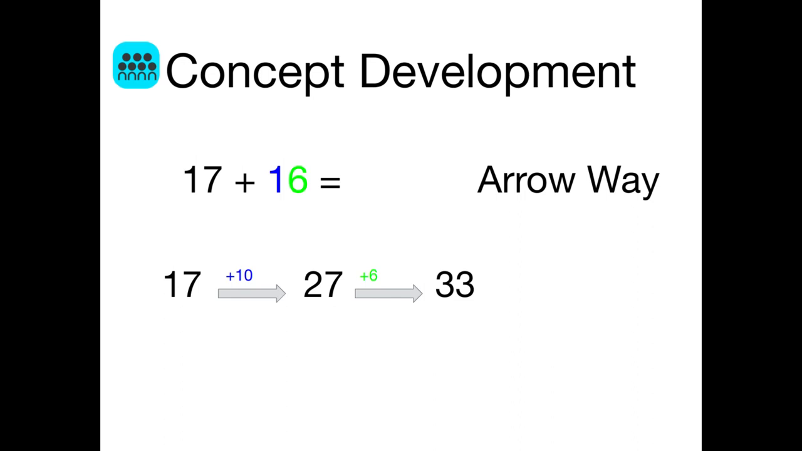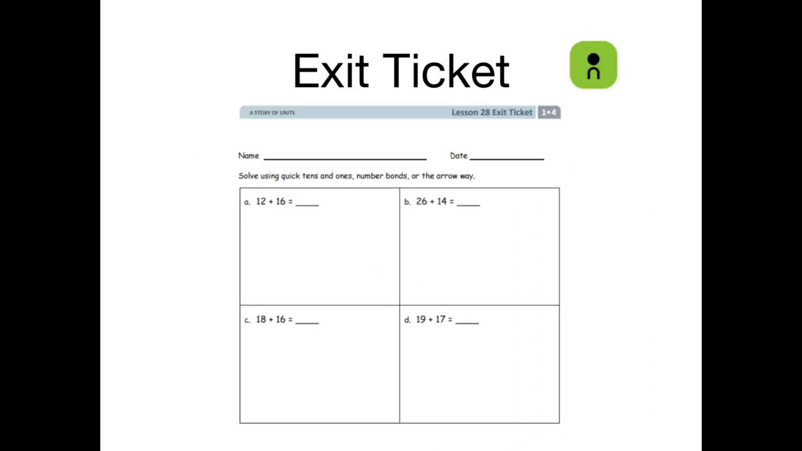Now, I've shown you a couple of different strategies today. So what I want you to do now is go to Formative, and you are going to work on your exit ticket for lesson 28. So you're going to open your Formative, you're going to do your Wednesday exit ticket. For your exit ticket, you can use any of the strategies that we reviewed today to solve each of the problems. Make sure that you show your work and make sure that you hit submit at the end.